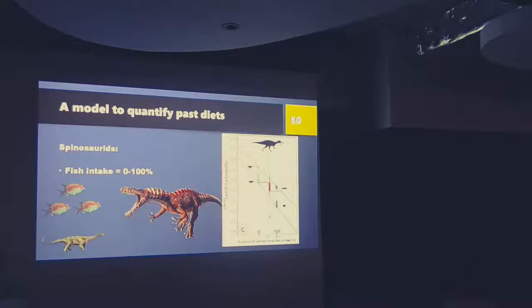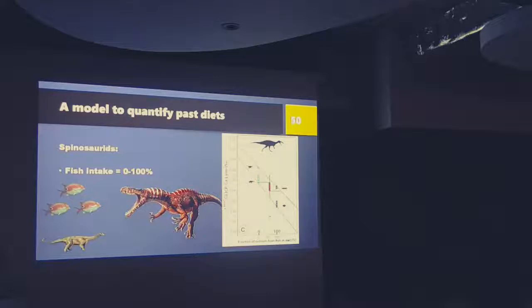And finally, if we look at Spinosaurids, the range of fraction is quite large because it's between 0 and 100%, so all the possibilities are possible for this group. But if we look closely, you can see that a majority of specimens are located in the lower part of this population.